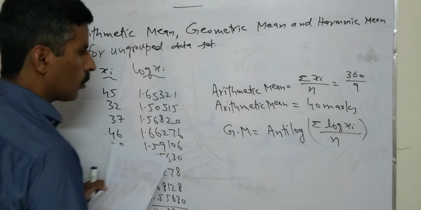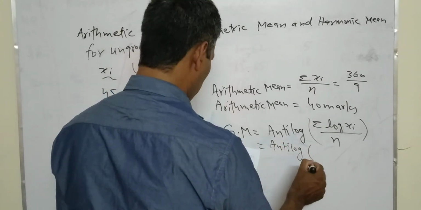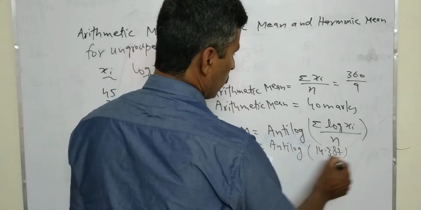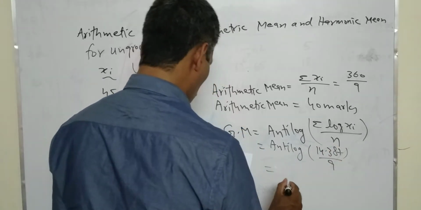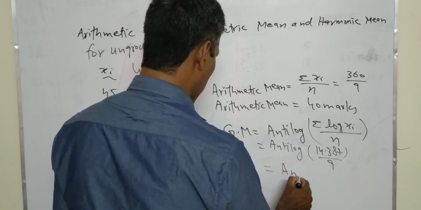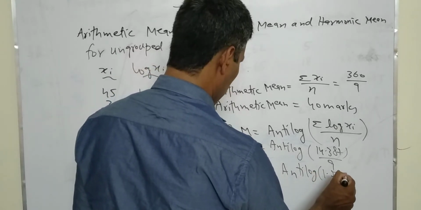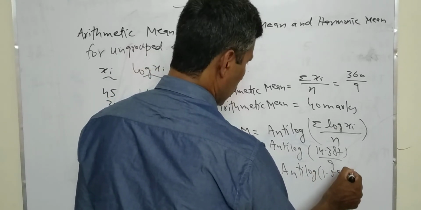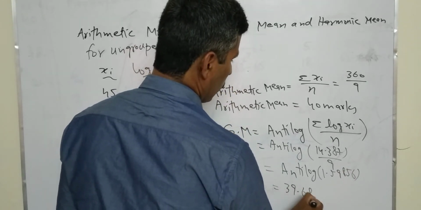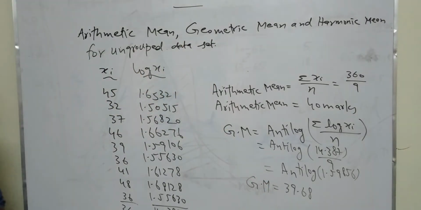Its sum is equals to 14.387. Now geometric mean is equals to anti-log of summation log xi, which is 14.387, divided by 9, which is equals to anti-log of 1.59856. So this is equals to 39.68. This is the answer for geometric mean.